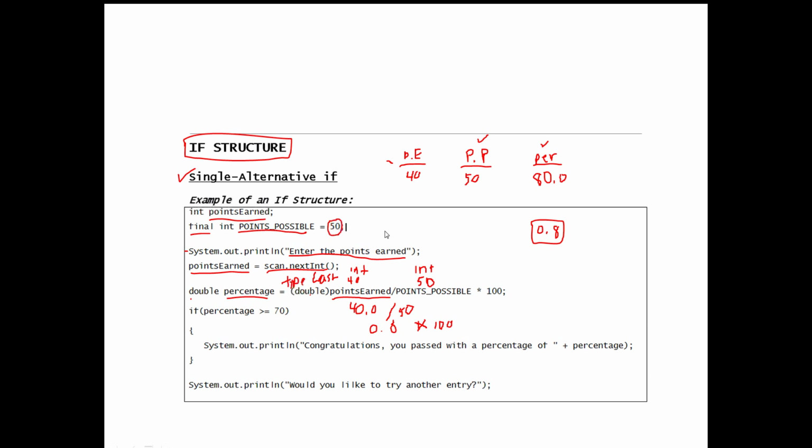So after the user typed in 40, the program is designed to calculate its percentage. And now the percentage is going to determine whether or not we say congratulations, you passed. So here's where the computer has to make a decision. Do I tell them congratulations, you passed, or did I not say anything at all? And so this is what we mean by a single alternative. We're only going to give one alternative. We're going to tell them they passed, or we're not going to say anything.